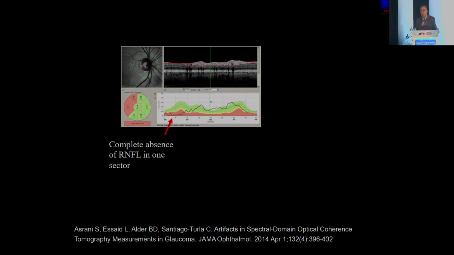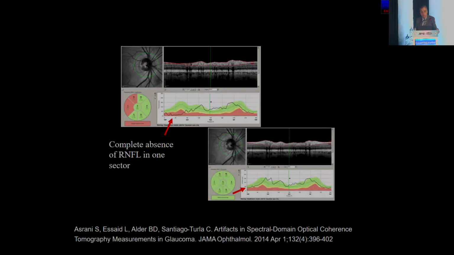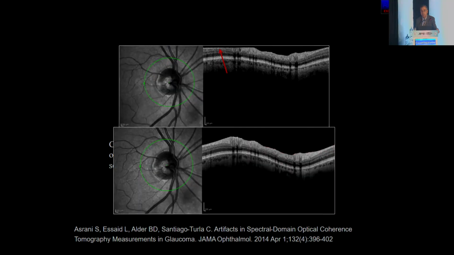This is complete absence of nerve fiber layer in one quadrant. Two minutes later, you take the image again, and now complete normality. This happens because the technician was not taught to bring the image into the middle of the window.